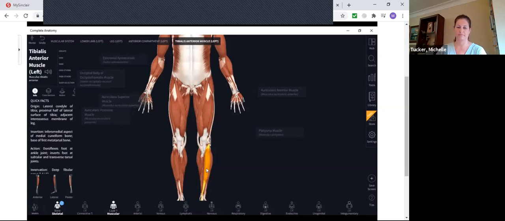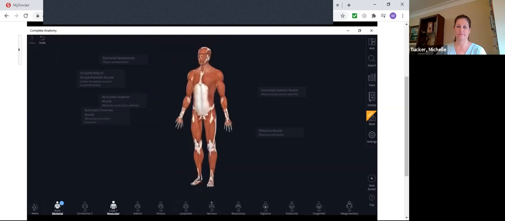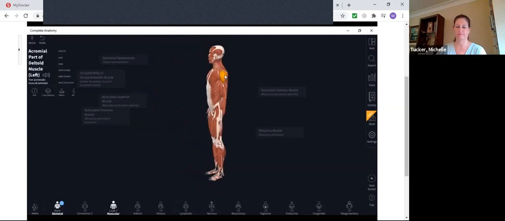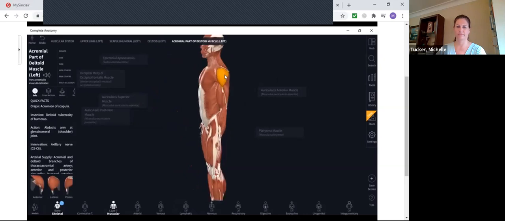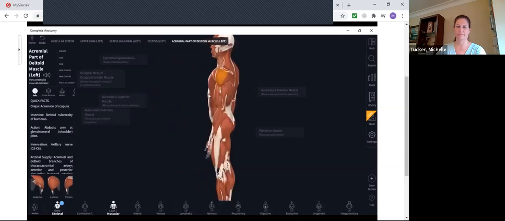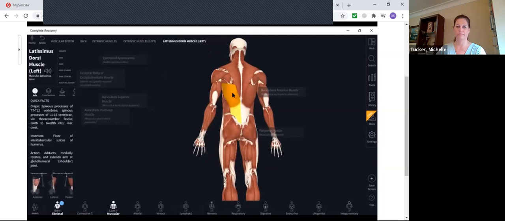So let's move on to some abduction and adduction antagonists. Abduction and adduction antagonists at the shoulder are deltoid, which performs abduction at the shoulder. It is antagonized by latissimus dorsi, which is an adductor of the shoulder.